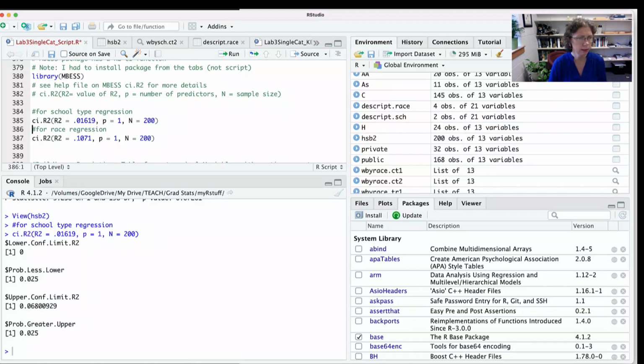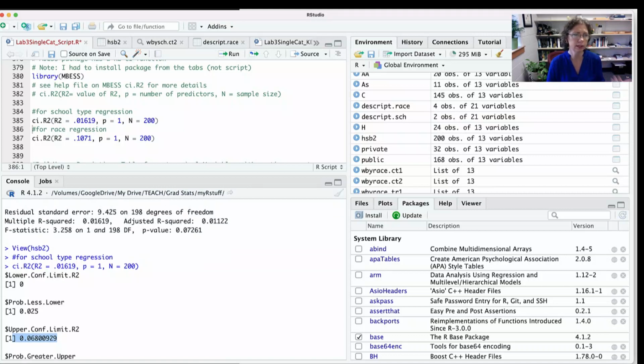So it's running, so this part, probability number, that's the lower 2.5%. Here's the upper 2.5 because it's the 95% confidence interval there. So you have the 2.5 and 2.5. It's a two-tailed test, right? So, but here, my lower limit is 0. My upper limit is 0.0680. So that's my confidence interval for the R squared for the school type.